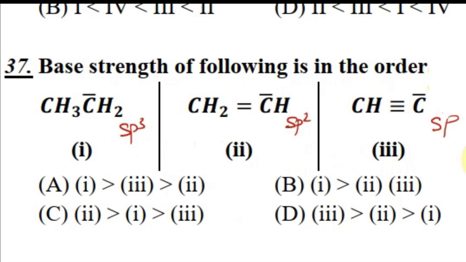If the s character is higher, the stability of the anion is higher. So this is the most stable compared to these two. If the stability is higher, the basicity will be lower. So this is going to be the most basic. So 1 is greater than 2 greater than 3. There's a sign missing here. 1 greater than 2 greater than 3.